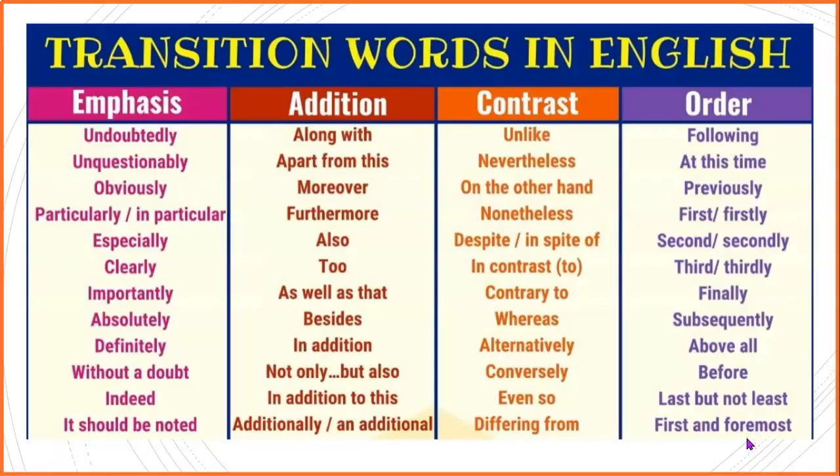Here are some examples of different transition words in English. Some of the jobs that transition words can do is they can provide emphasis, which means they show us that something is super important. Saying, obviously, I believe that we should be allowed to eat snacks. Or, without a doubt, we should be allowed to have snacks in the classroom. Or, importantly, research shows that students do better when we have snacks in the classroom. Those are all emphasis words.